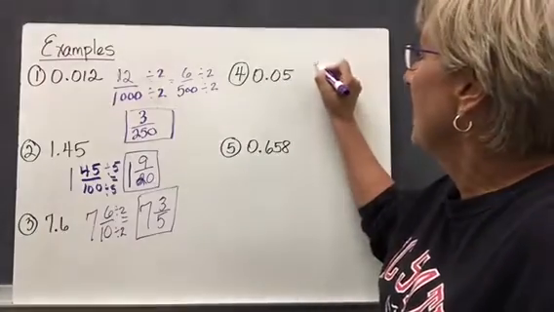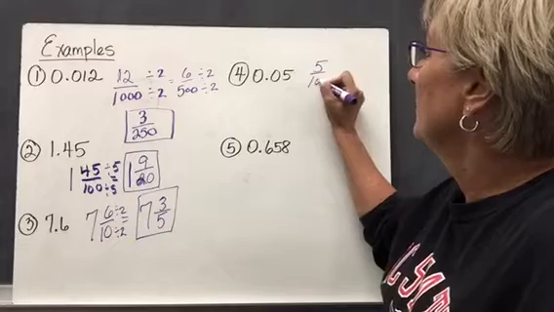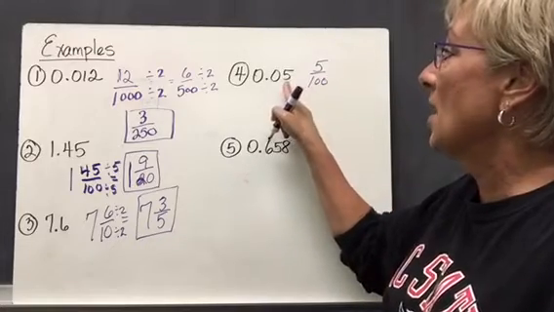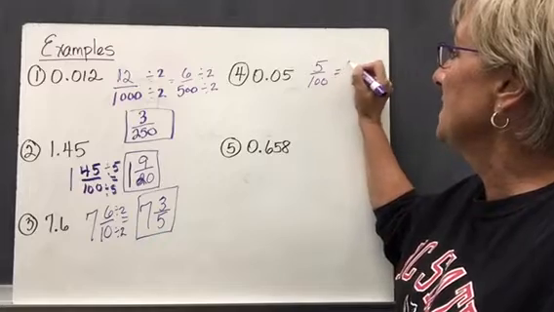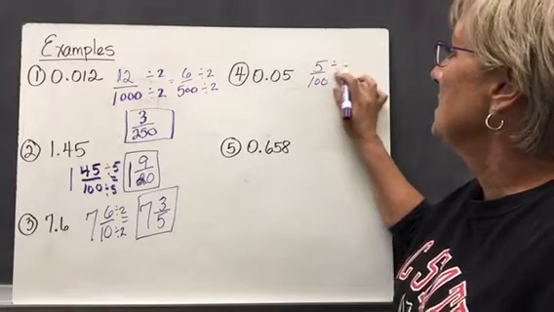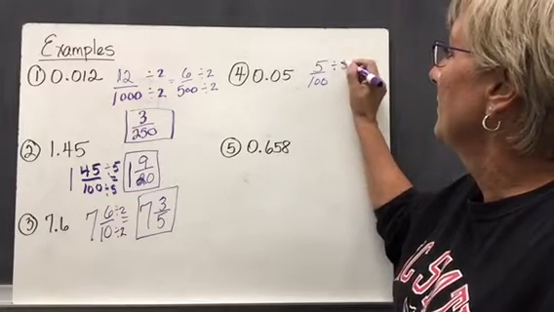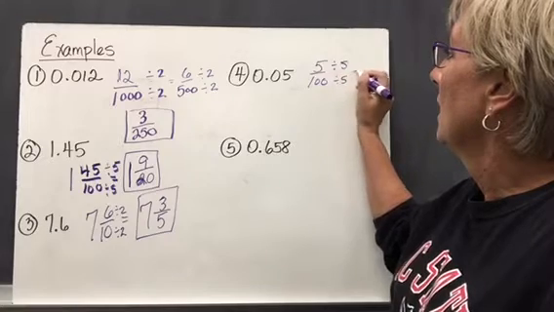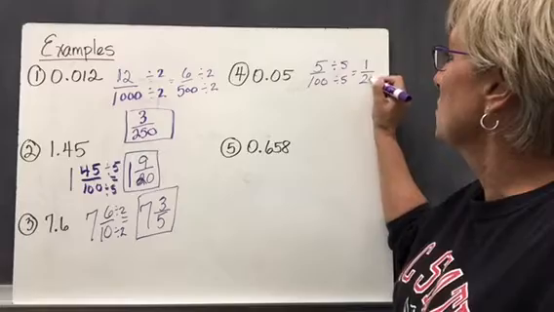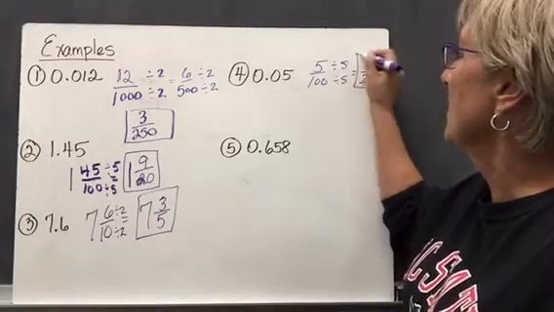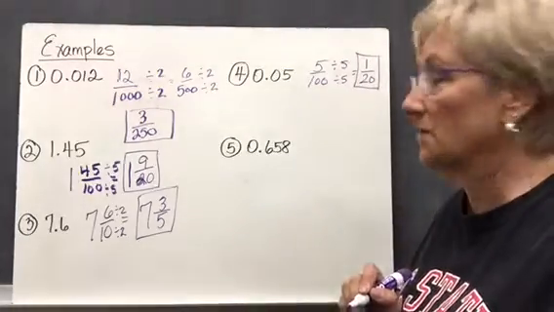This is going to be 5 hundredths, because this is in the hundredth spot. This is tenths, hundredths. So I'm going to reduce both of these down. Both of these can be divided by 5. So this is going to be 1 over, 5 goes into 100 20 times, so that's going to be 1/20th, and I know that's in reduced terms.